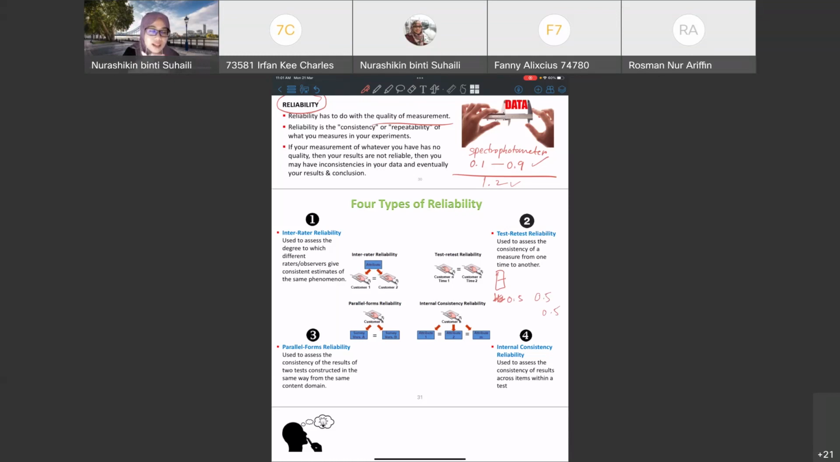Tapi that kind of checking the reliability, test-retest tu is named as test-retest reliability. Okay, you test from one time to another time.